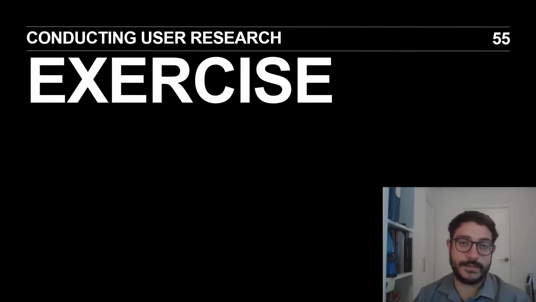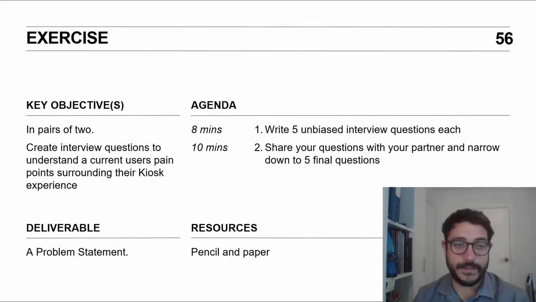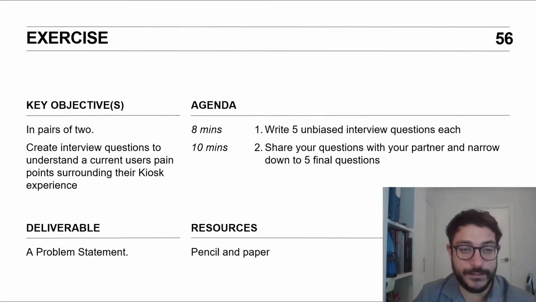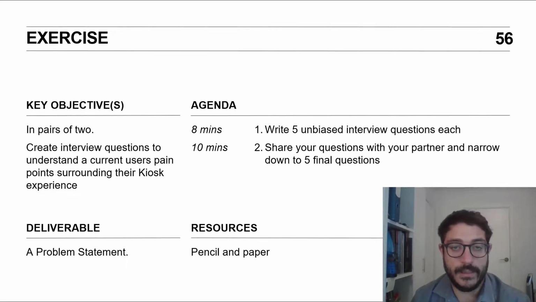Now we have an exercise. Key objectives: work in pairs. Create interview questions to understand a current user pain point surrounding the kiosk experience. You have 8 minutes to write 5 unbiased interview questions each, and then 10 minutes to share your questions with your partner and narrow down to the final 5 questions.